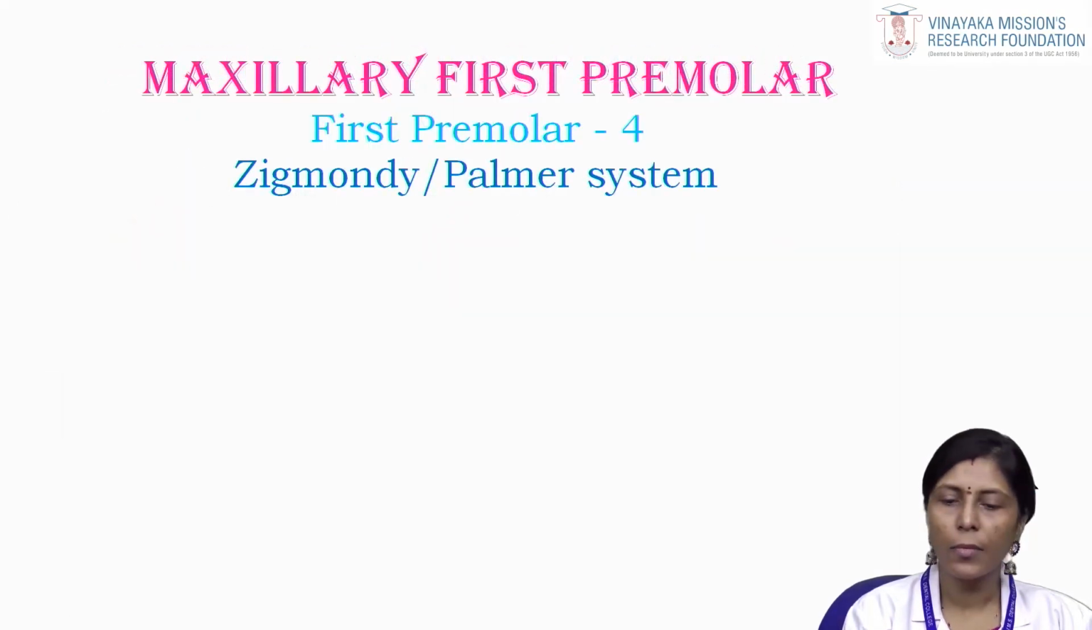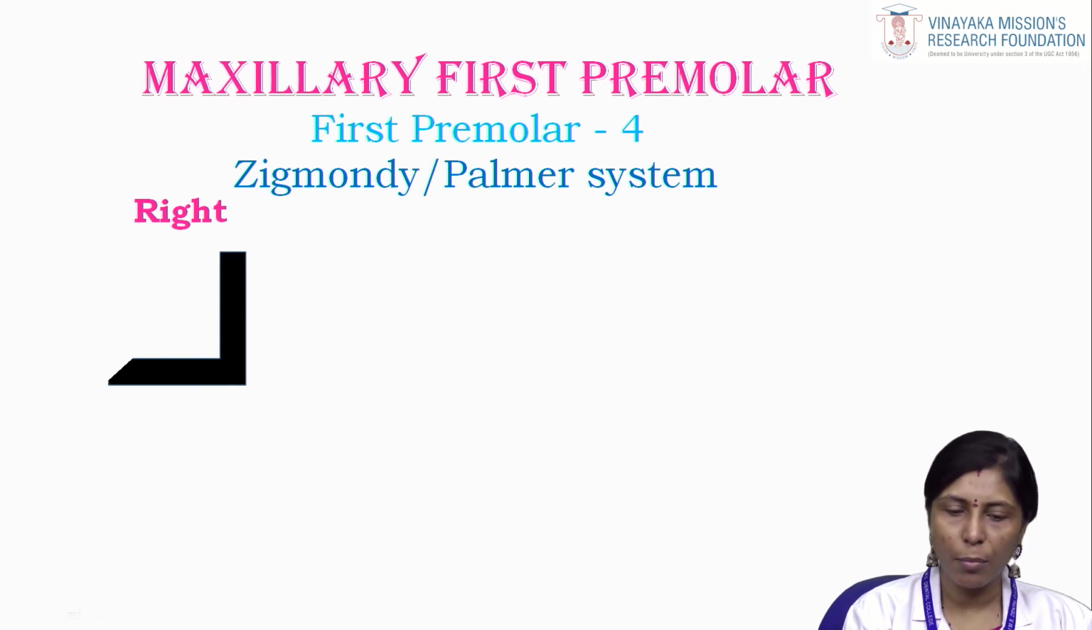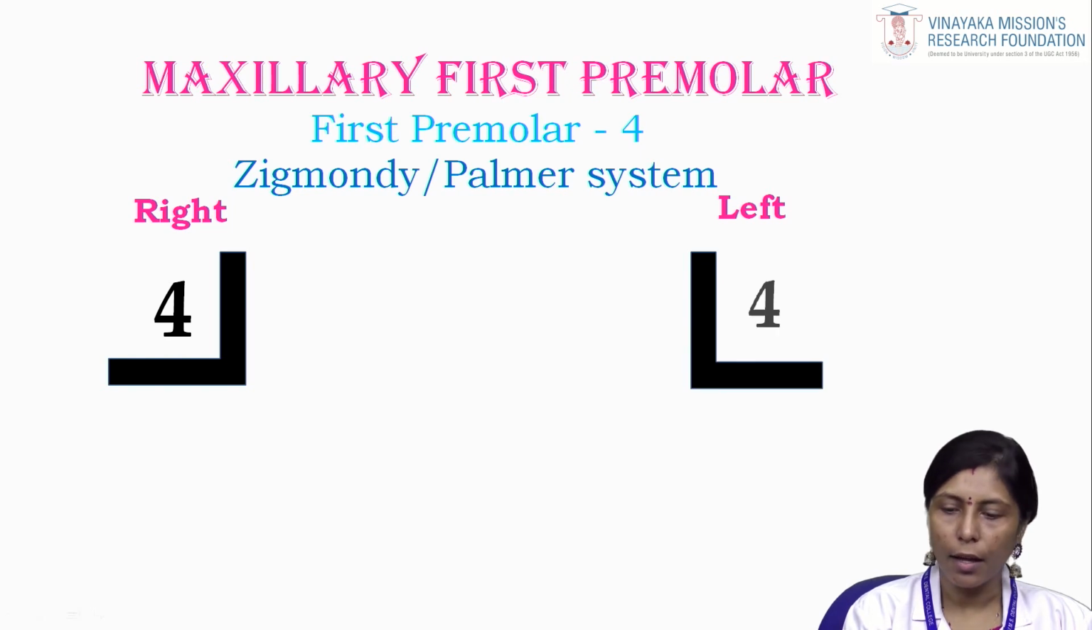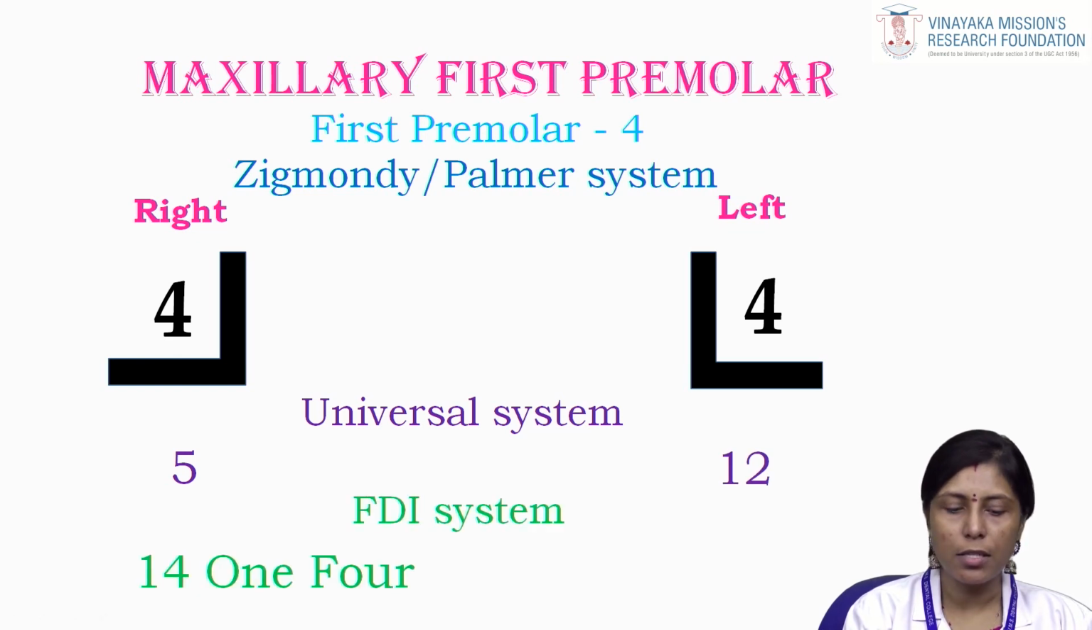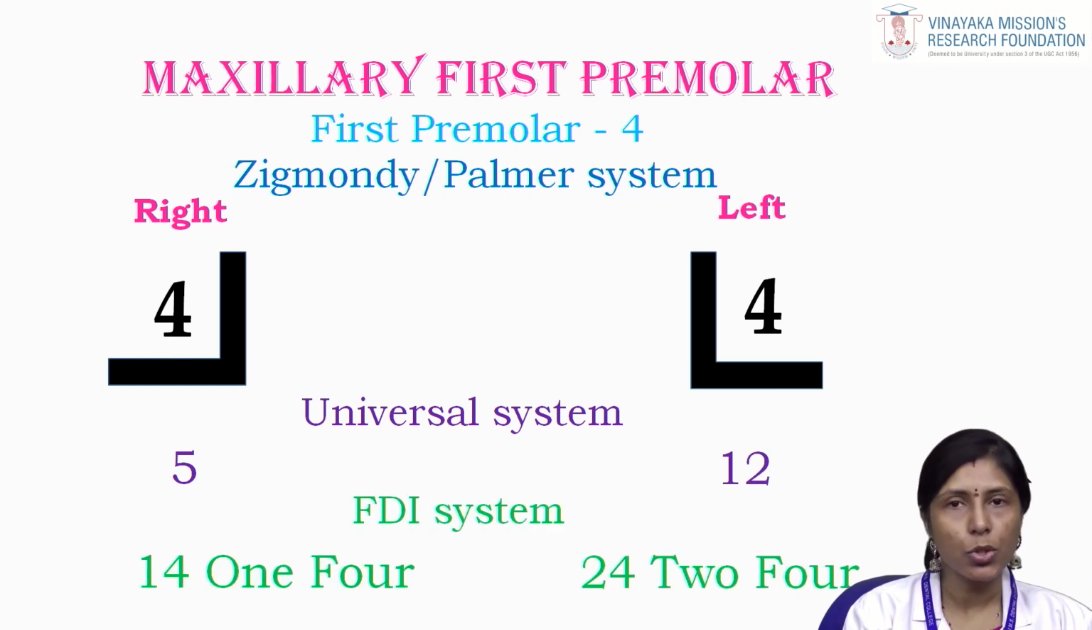So here first premolar, remember the number is 4. For right, mirror image of L, 4, and then for left tooth it is L and then 4. Universal system 5 and 12. Whereas FDI system it is 1, 4 and 2, 4.